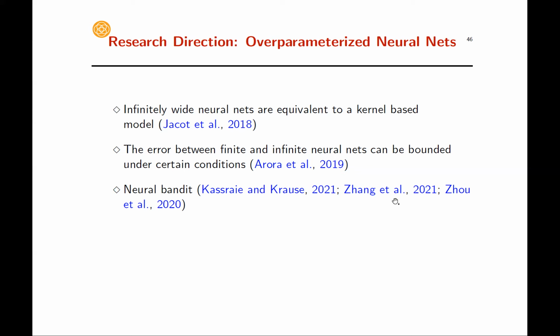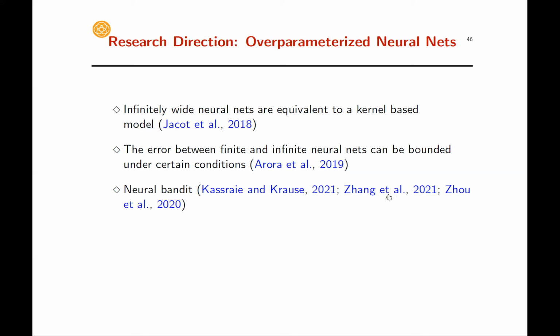And there is a series of papers basically combining these two types of results to derive bounds on optimization problems on neural networks, which they call neural bandits. So basically, they take a neural network which is overparameterized and not necessarily infinitely wide. Then they use a kernel model for the infinitely wide neural network, and they bound the error between the finite and infinite neural network to derive results for a neural bandit problem.